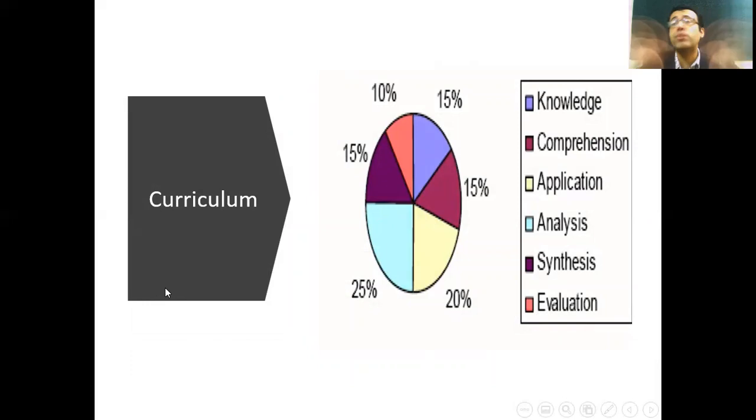We should make an overview for the curriculum. Good curriculum should have 15% knowledge and 15% comprehension, 20% application, 25% analysis, 15% synthesis, and 10% evaluation to reach the top of Bloom's taxonomy pyramid for learning.